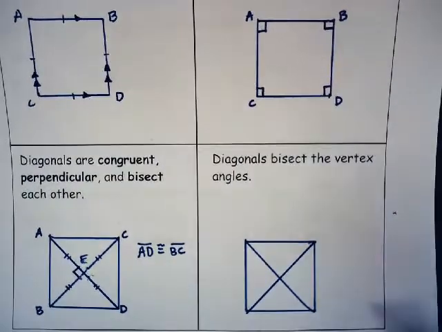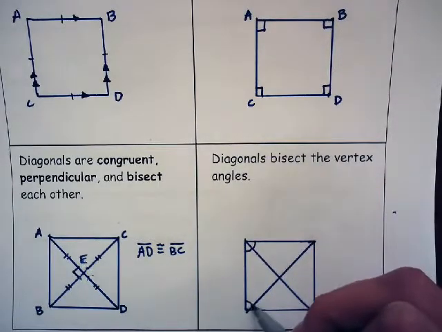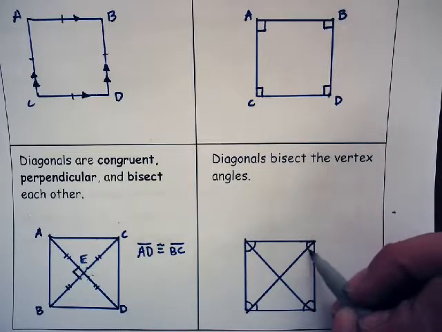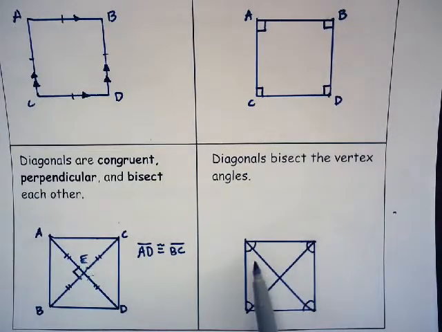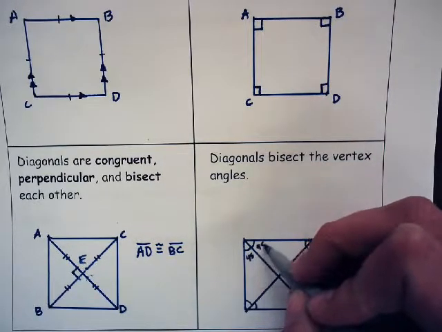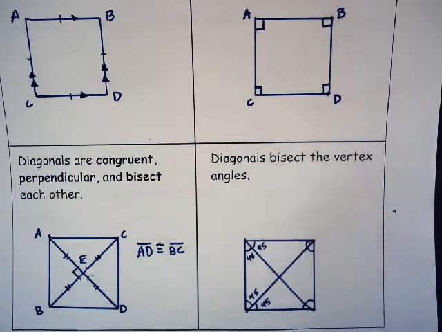And the diagonals bisect the vertex angle. So if this is congruent to this, now the special thing about a square is that since they're all 90-degree angles, then the diagonal makes these all 45 all the way around. Okay, and that's true over here as well.